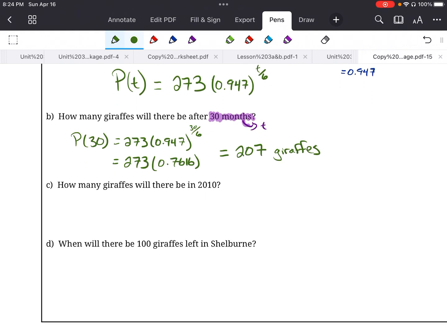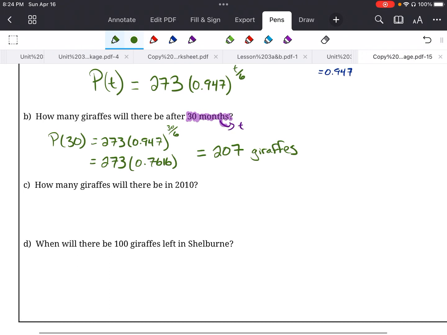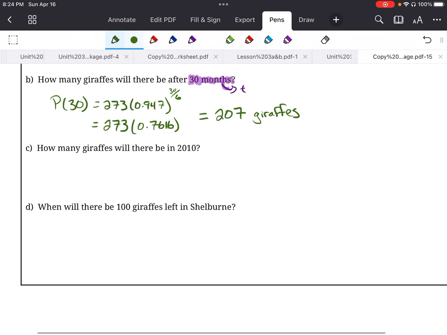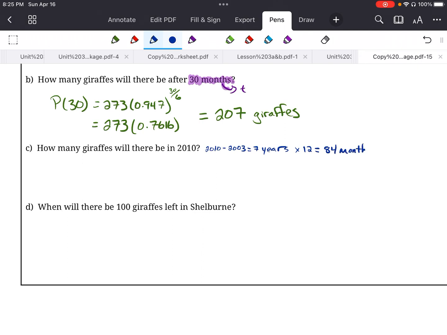How many giraffes will there be in 2010? Okay, so we need to figure out when this started, which was 2003. So 2010 minus 2003 is 7 years, but again, remember that our exponent is in months. 7 years times 12 is 84 months. So this is what we'll be using.